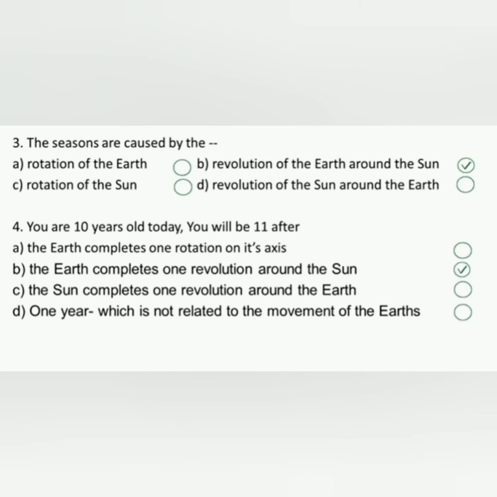Next, number 4. You are 10 years old today. You will be 11 after, A, the earth completes one rotation on its axis. B, the earth completes one revolution around the sun. C, the sun completes one revolution around the earth. D, 1 year, which is not related to the movement of the earth. And the answer is the earth completes one revolution around the sun.